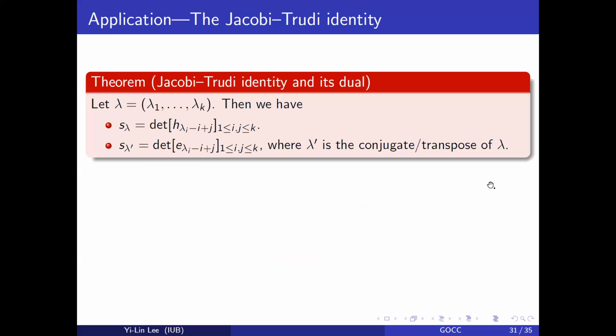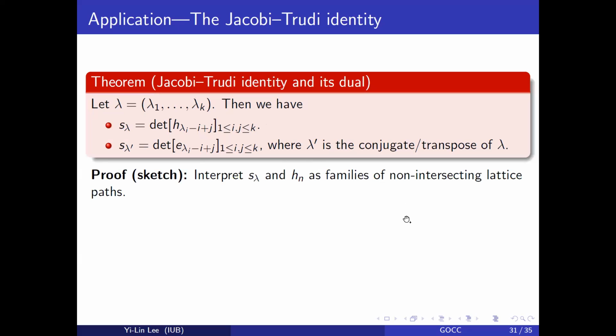Okay, and then the Jacobi-Trudi identity says that given a partition lambda, we can express the Schur function s_lambda as the determinant of a matrix, where the entries of that matrix are just complete homogeneous symmetric functions. And there's a dual version. If we take the conjugate of the partition lambda, then it will be the determinant of a matrix, and the entries are given by the elementary symmetric functions. So today we just focus on the first one, the first version of the Jacobi-Trudi identity.